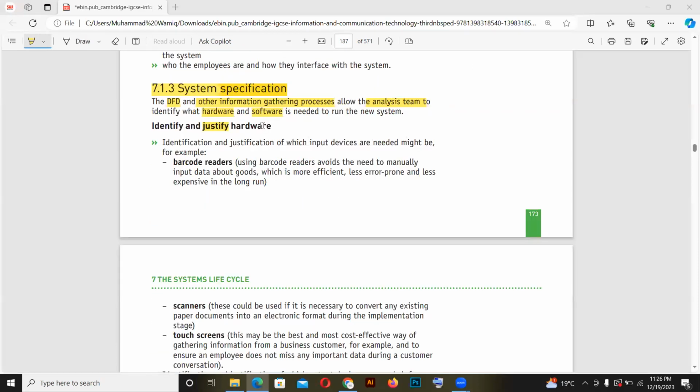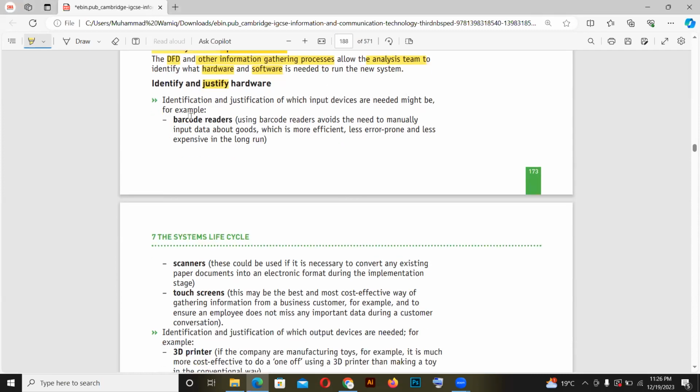For example, in system specification, the data flow diagram and other information can help you contain the information, so that the analysis team can identify what hardware and software is required to run the system. So for example, identification of hardware and software is equally important.